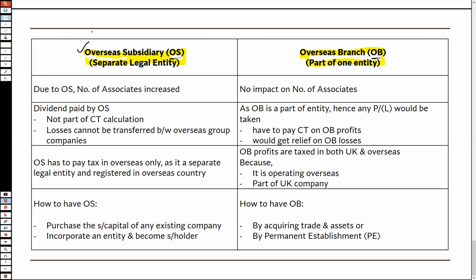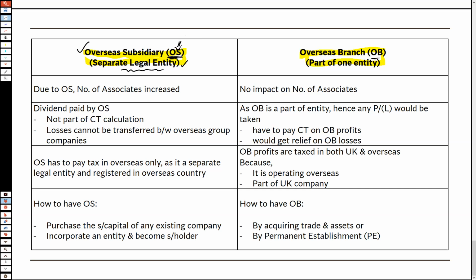Let's apply this situation to yourself. You are a UK resident company. You want to expand your business overseas. The first available option is that you can register a separate legal entity in another country. That would be basically an overseas subsidiary, and that would be a separate legal entity. If a company is registered in any other country, that company has to pay tax in that country as well, because it has a separate legal status there, as well as being a subsidiary of your company.